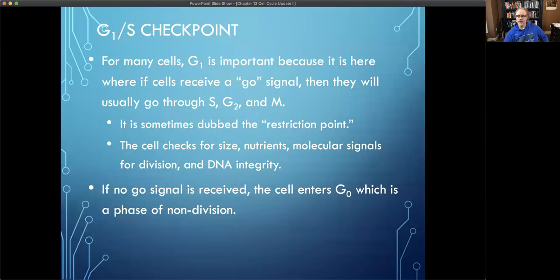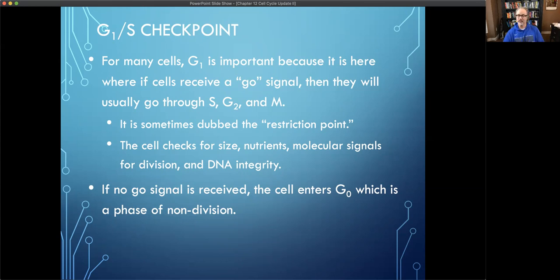So the first checkpoint, the G1/S checkpoint, is usually known as the restriction point, because at this point, if you don't get a go signal, the cell is going to either enter G0, or the body's going to get rid of it through apoptosis. And if it does receive that go signal, then it's going to synthesize its DNA, pass through G2, and divide the cell if everything goes right. What the cell's doing here is checking for the appropriate size to make sure that it should be dividing, looking at the nutrients, making sure those are available so that it has what it needs in order to divide, and checking the DNA integrity.